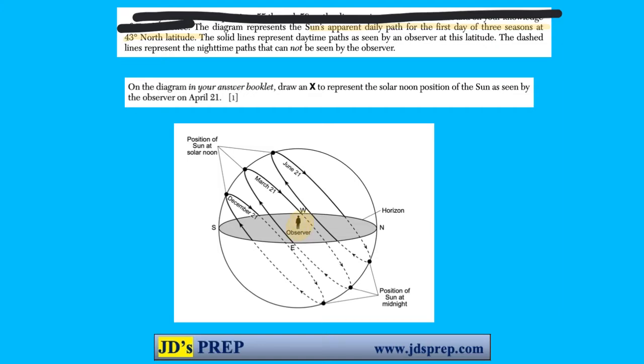Our first question is asking us to draw an X to represent the solar noon position of the sun as seen by the observer on April 21st. Up here you'll see March 21st and June 21st. April is between March and June, about a third of the way in between. It needs to be March 21st, maybe April 21st, and then May 21st in here. So we'll put an X right in this area.